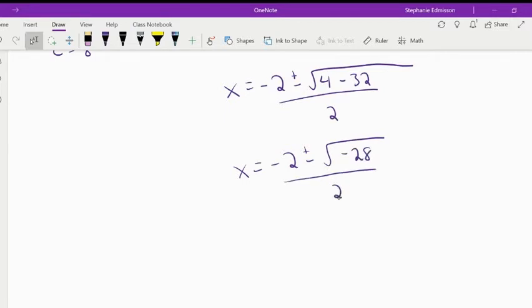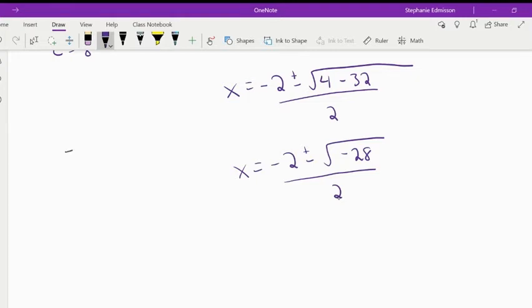Now this number is our discriminant, that we have a negative 28. That tells me that my answer is going to be imaginary and I'm going to have 2 imaginary solutions. So I already know that that's what I'm looking for in my answer based on this. Now with my negative 28, I need to simplify this.